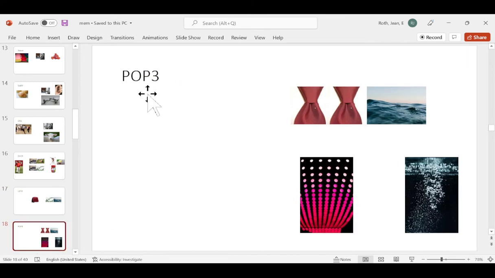POP3. POP3, the port number is 110, and DTS. So DTS is like for dots. It's a picture of dots. And dots remind me of the bubbles in fizzy water, and fizzy water carbonation reminds me of pop.